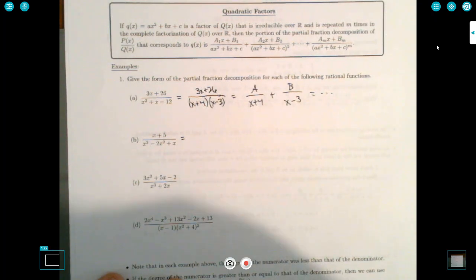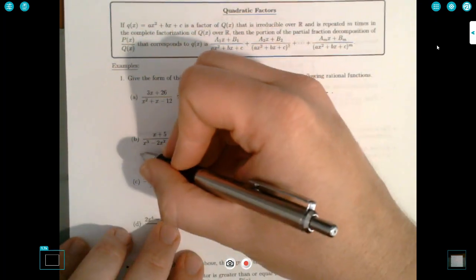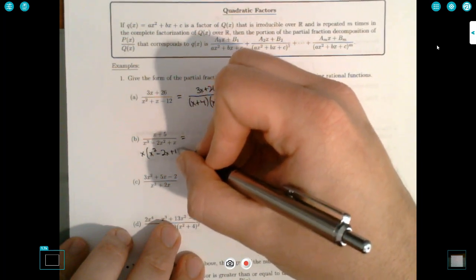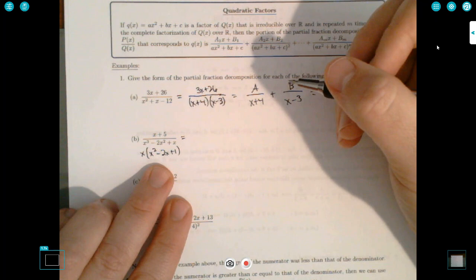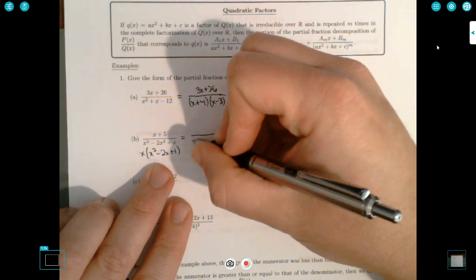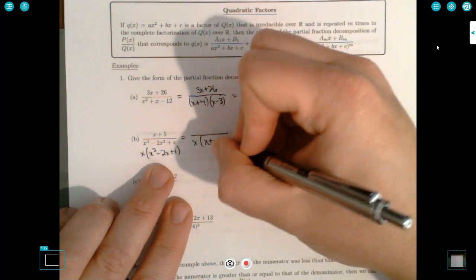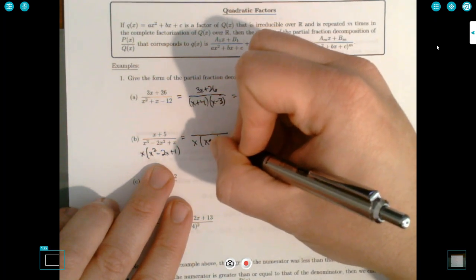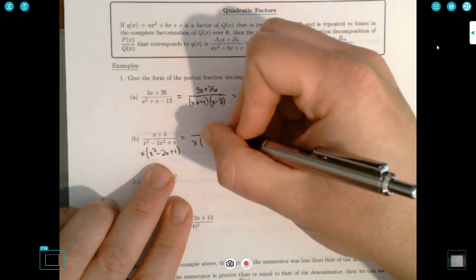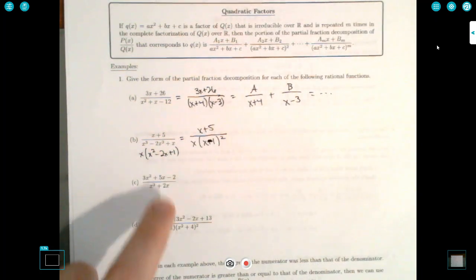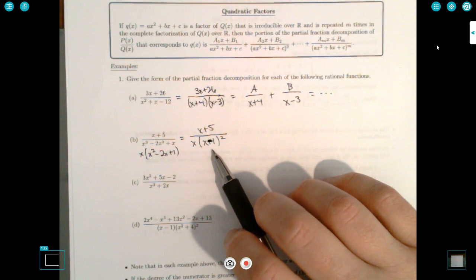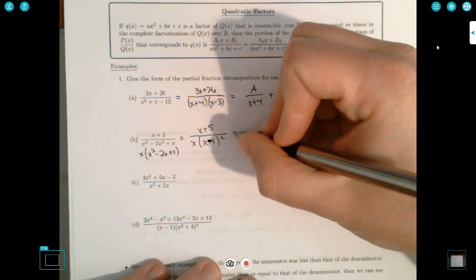For the next one, first of all, I can factor out an x. And then that's a perfect square trinomial. So this is going to be x times x minus 1 squared. Now you've got two linear factors, but this one is repeated twice. So the partial fraction decomposition would look like this.